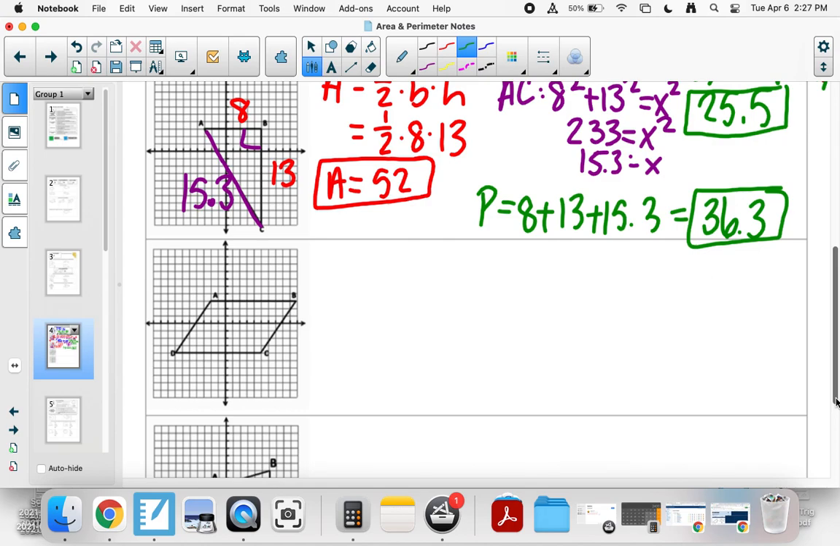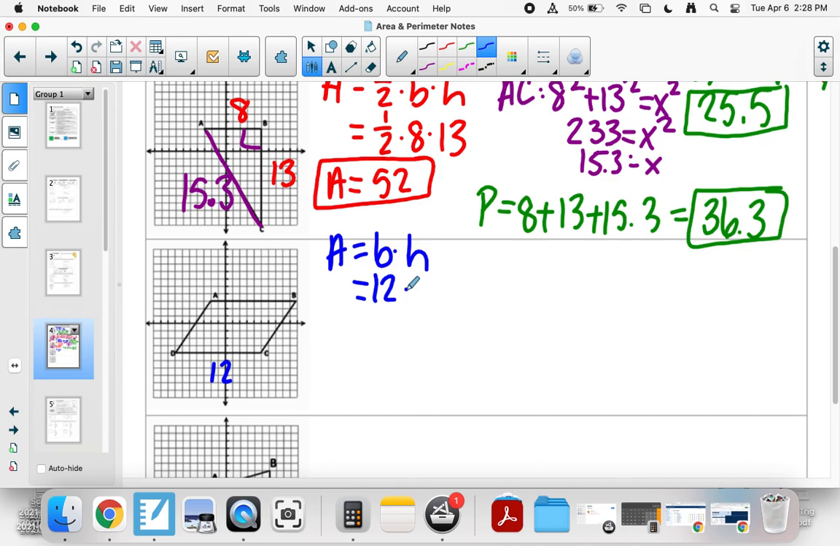Oh wait, parallelograms. Do you guys remember how to find the area of a parallelogram? Base times height. Can I count my base? Yes, sure can. Count it, see what you get. I got 12. Yeah, I got 12 too. 12, okay. So 12 is our base.